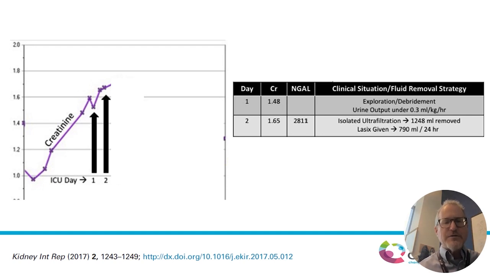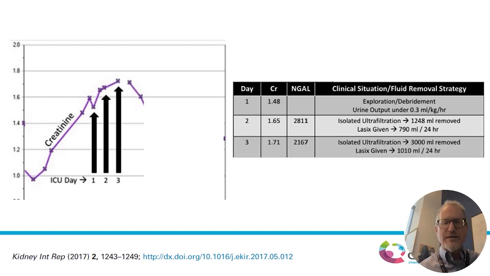His creatinine bumped a little to 1.65 on day 2, but the urine NGAL was 2,800, suggesting significant, severe structural AKI. So again, just like with the previous case, we knew he was not going to completely respond to diuretics. In fact, remember, he has nephrotic syndrome, so he also has a functional component. So we took off about 1.2 liters, we gave furosemide, and he had a pretty good response. NGAL is starting to come down on day 3, but still very elevated.